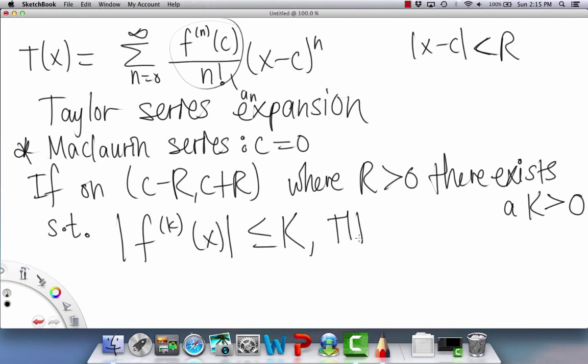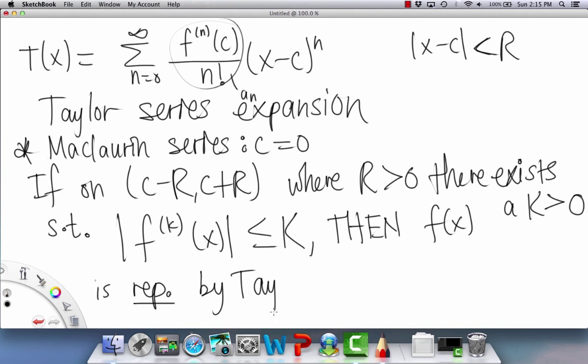So we have our then, our declarative then, f of x is represented by Taylor series in the interval.